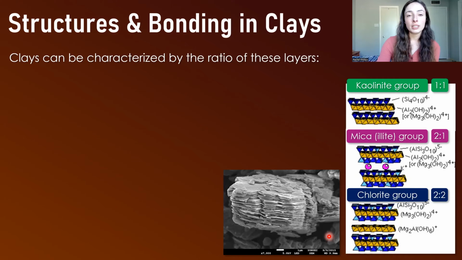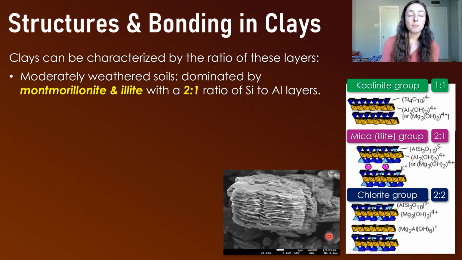And clays can be characterized and classified into groups based on the ratio of tetrahedral to octahedral layers. For example, moderately weathered soils typically are dominated with 2-to-1 ratio clays, such as montmorillonite and illite, which are in the mica group. As you can see here, these are 2-to-1 ratio of silica to aluminous layers, or basically tetrahedral to octahedral layers. And you can see in some cases they have interlayer charges that require, in this case, potassium, which has a positive charge, to balance that out in the interlayer and kind of fill that interlayer.